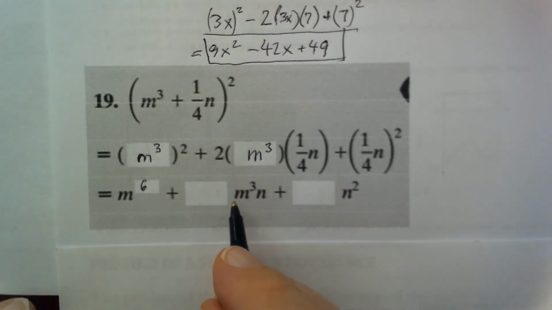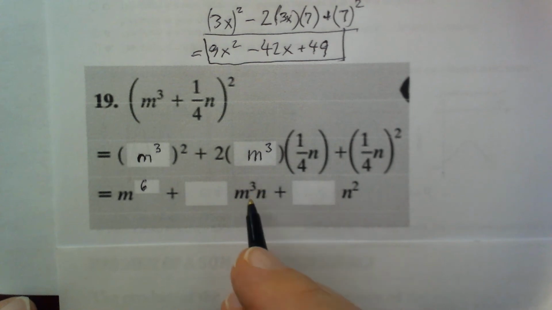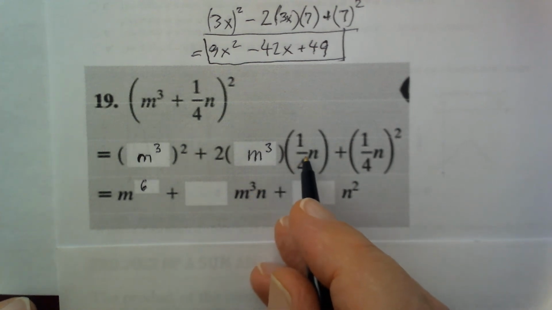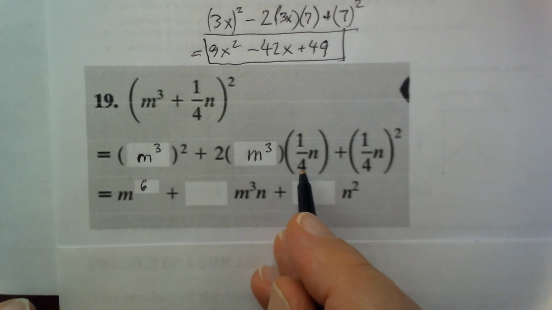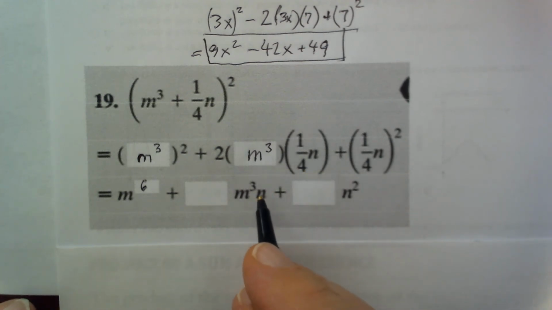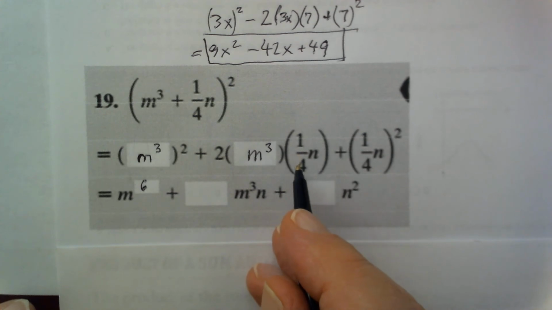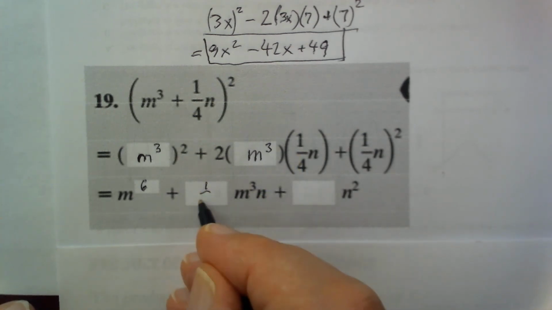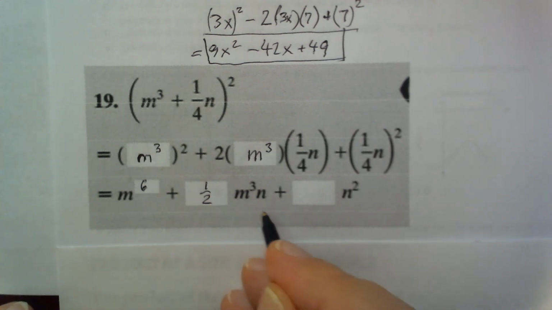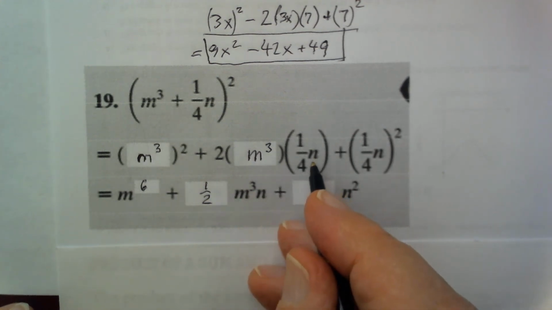And then here we have 2 times m to the 3rd times 1/4 n. Well, 2 times 1/4 is 1/2. 2 divided by 4 is 1/2. m to the 3rd n. So plus 1/2 m to the 3rd n.